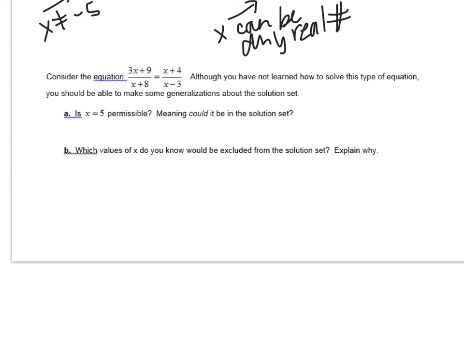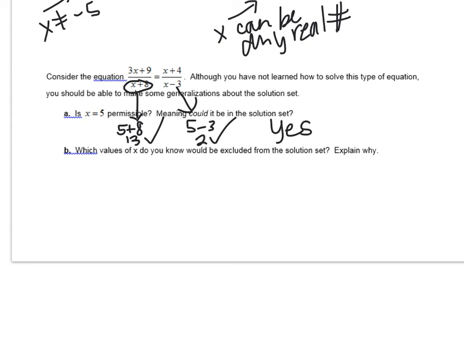But letter A says, is x equals 5 permissible? Meaning, could it be in the solution set? Well, it could be if it didn't make either side undefined. So if I plug it into the bottom here, if x was 5, I'd get 5 plus 8, which is 13. Well, 13's okay for the bottom of a fraction. That doesn't make a fraction undefined. It would have to be 0 in the bottom of the fraction to make it undefined. For this one here, if I plug in 5 for x, I get 5 minus 3, which is 2. 2's okay for the bottom of a fraction.